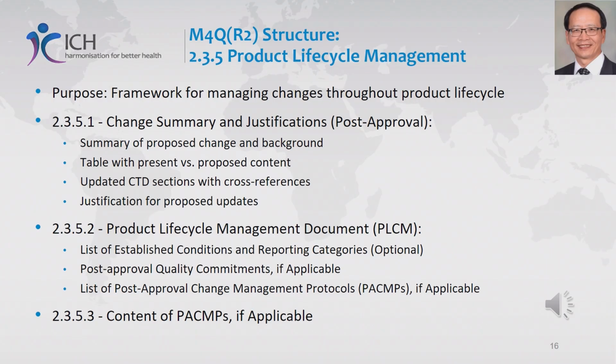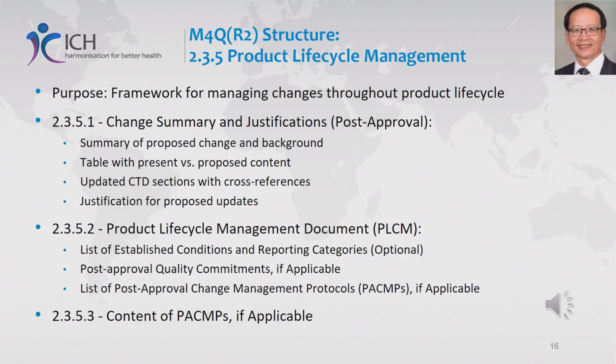Section 2.3.5 provides a comprehensive framework for managing changes throughout the product life cycle. It includes three major sections. First, the changes summary and justification section, which is used for post-approval change submission, includes a summary of the proposed changes, and a table comparing present versus proposed content, updating the CTD sections with a cross-reference and justification for the proposed update.